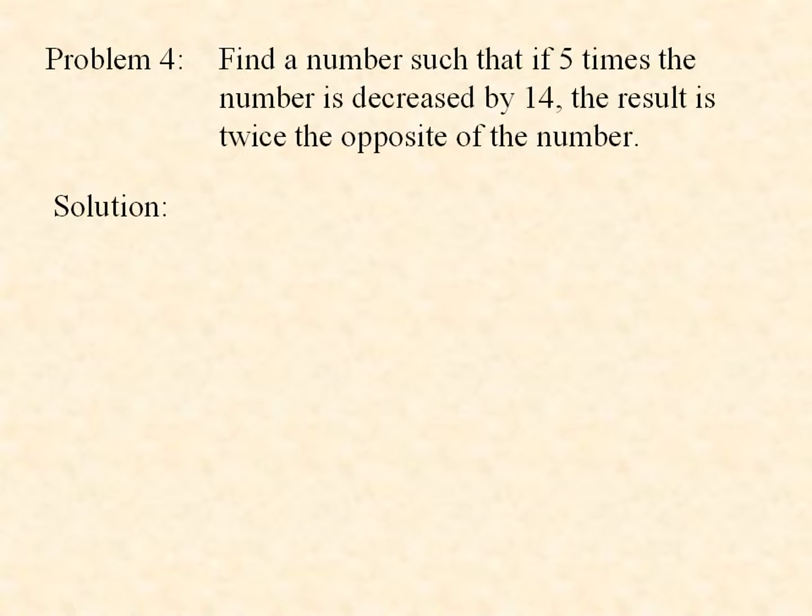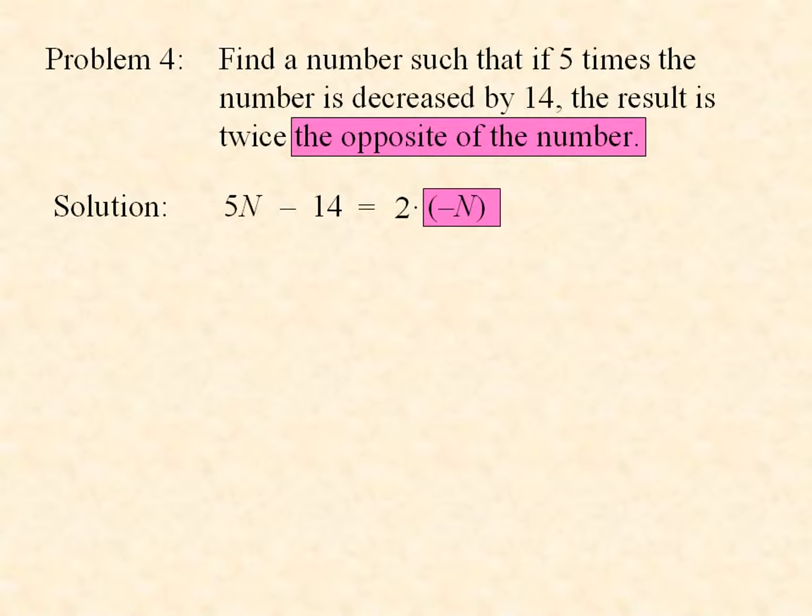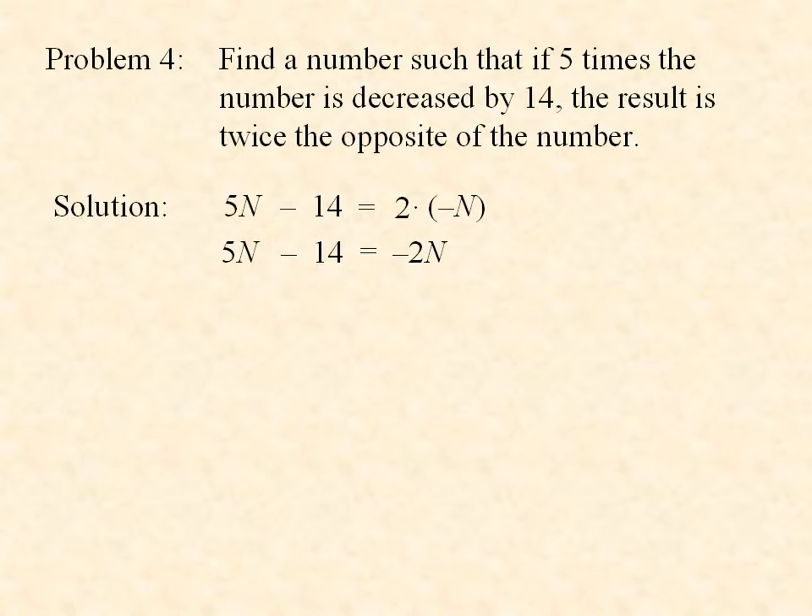Let's take this apart. 5 times the number is 5n, and we need to decrease that by 14, so we subtract 14. The result is what it's equal to, and it's equal to twice the opposite of the number. So there's our equation. 5n minus 14 equals 2 times the opposite of n. Let's simplify that right-hand side. That's the same as saying 5n minus 14 equals negative 2n.